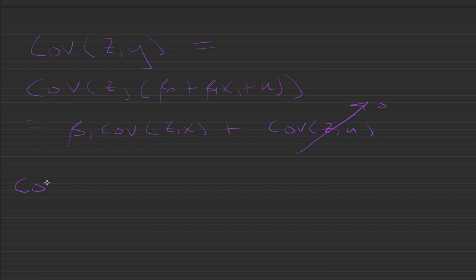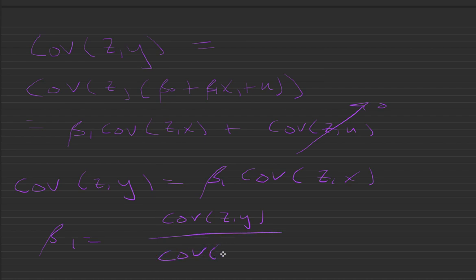so that the covariance between z and y is equal to beta 1 times the covariance between z and x, which we have assumed to not be equal to 0. And now beta 1 is equal to the covariance between z and y divided by the covariance between z and x.